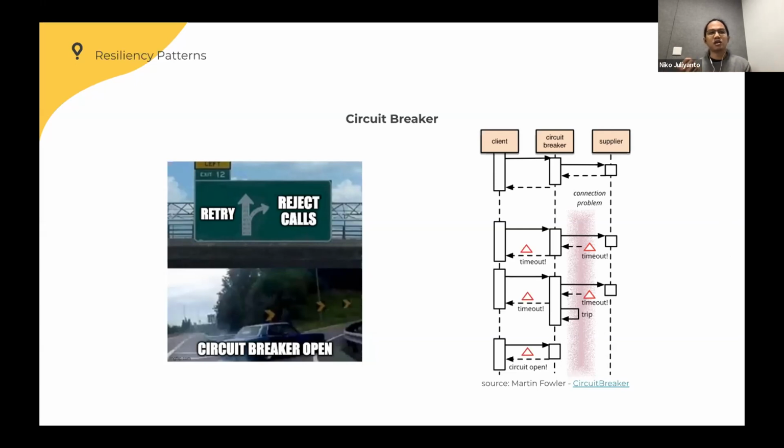When the circuit breaker is open, instead of forwarding the call to the target server, it will immediately reject the call. Because we already know the prior calls are having errors, there's no point in continuing the call for the next request. And we have minimized the latency and avoided the cascading failure in this case. I recommend you read the article from Martin Fowler regarding the circuit breaker if you're not familiar with it.